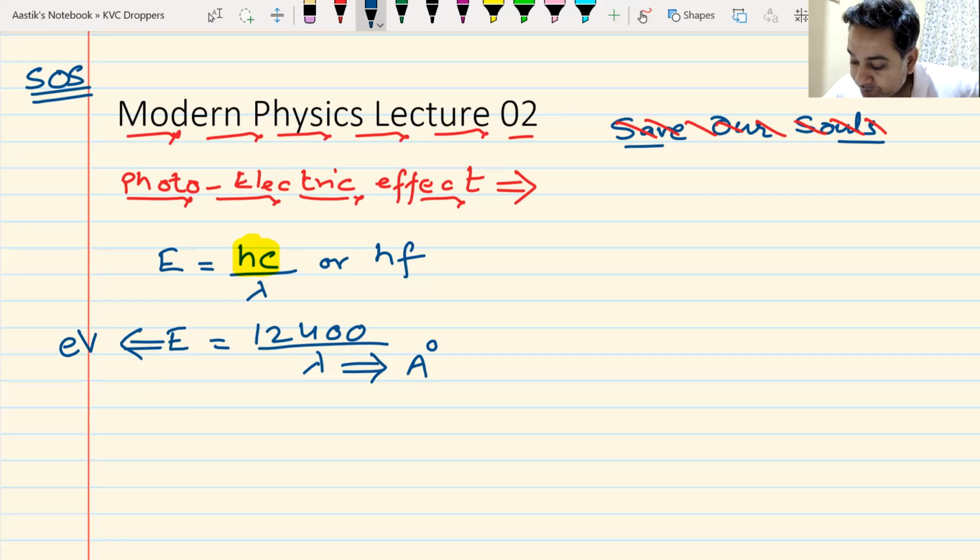Electron volts. And how much is 1 electron volt? 1.6 into 10 to the power of minus 19. Now that was the answer that you are giving me for E, right? The difference between E and eV: eV is the unit. E stands for energy. Do you understand this?